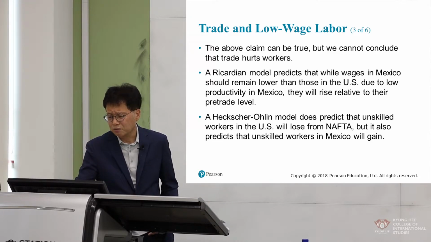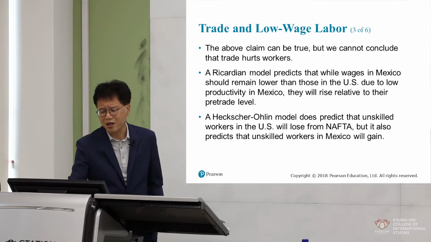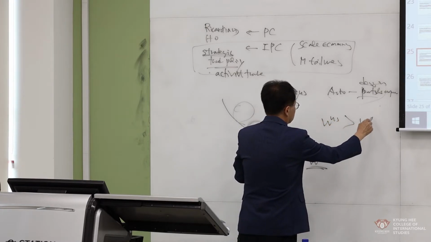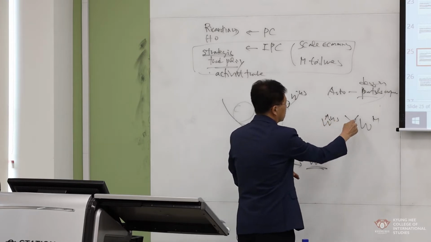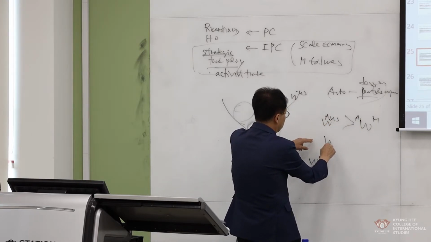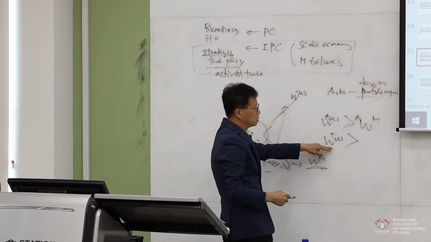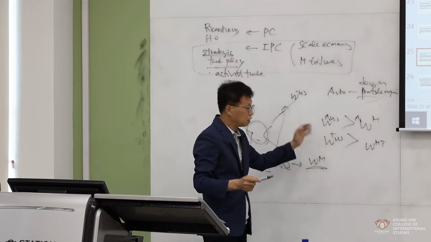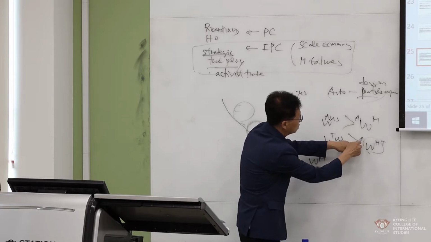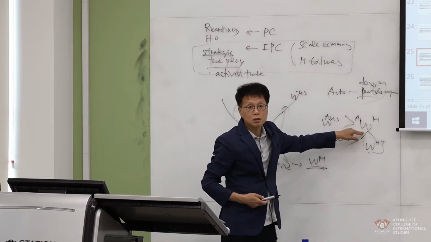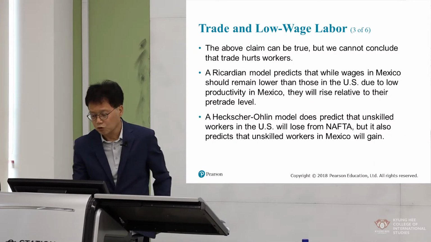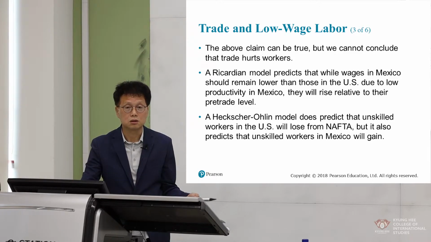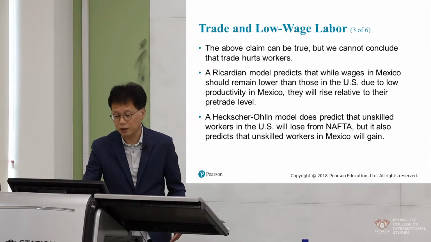So a Ricardian model predicts that while wages in Mexico should remain lower than those in the United States, U.S. higher than Mexico in autarky, for example. After trade, what happened? The wage rate in the U.S. after trade is still higher than the wage rate in Mexico after trade. That is true. But this one is greater than the pre-trade wage rate. So the argument that trade hurts Mexican workers is not validated empirically.